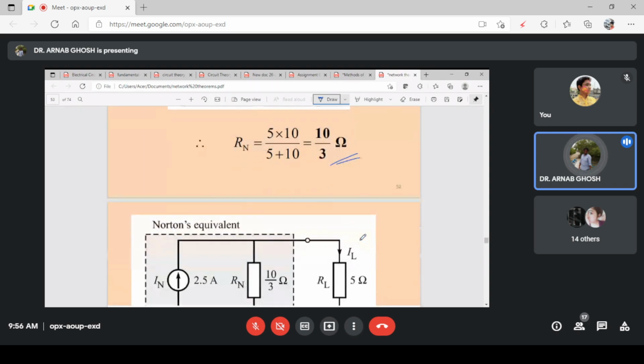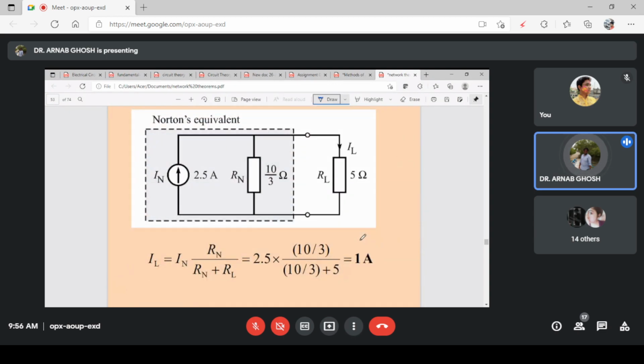So when we are drawing the Norton's equivalent circuit, what did we say? We will have a constant current source with the Norton's resistance in parallel, and then we are connecting the load resistance now. So if this is terminal A and this is terminal B, we have calculated the short circuit terminals between A and B, this one. We have calculated Rn, that is the equivalent resistance between A and B. And we will be now connecting the load resistance RL across A and B.